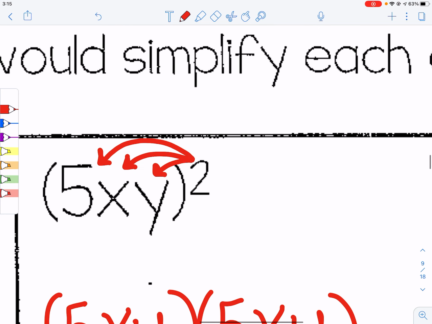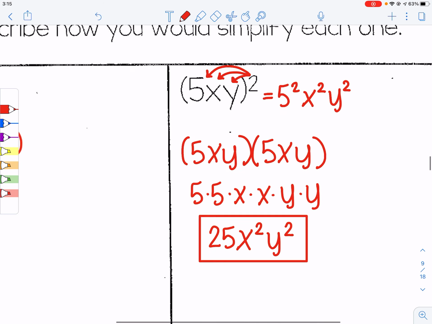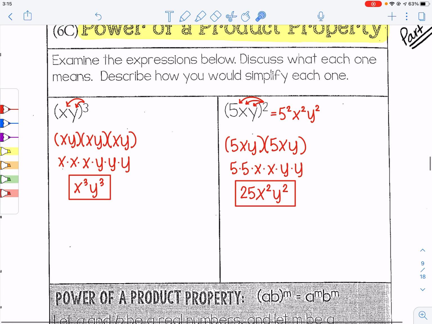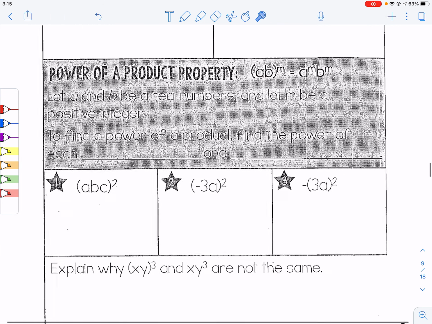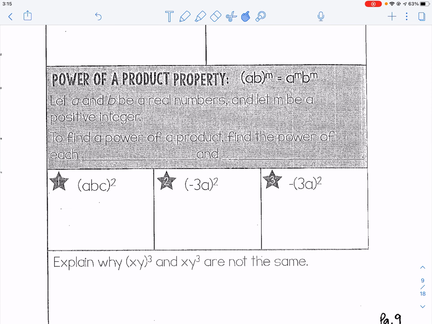So this is going to be 5 squared x squared y squared, and then you just fix your 5 squared to be a 25. Okay, you can draw in some arrows if you want to, but you kind of think of it like distributing that exponent to each of the things happening as the base or inside the parentheses.